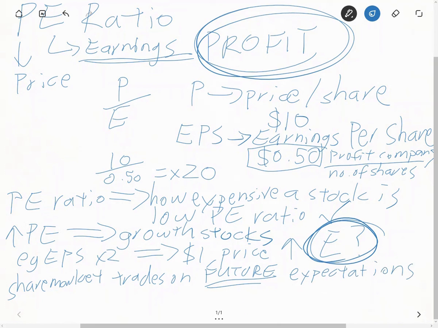It trades on future expectations. So in one of the previous videos, we were looking at broker recommendations, so what brokers think the company is going to do. What they're doing is they're actually predicting this E. What are their earnings going to be?